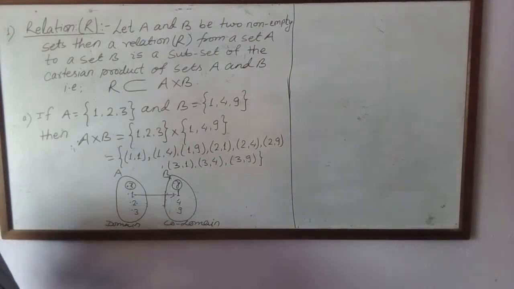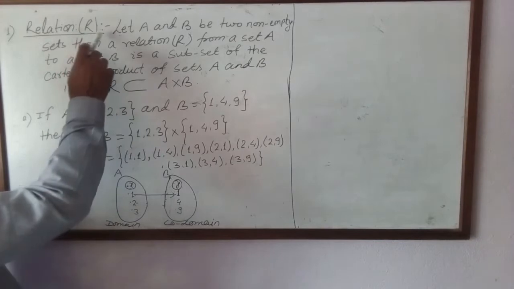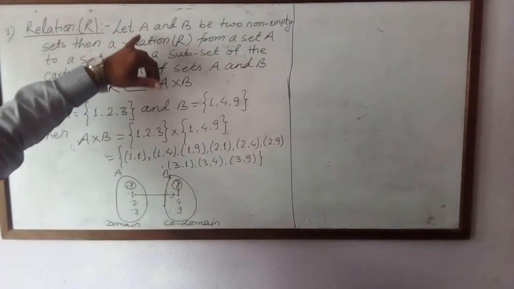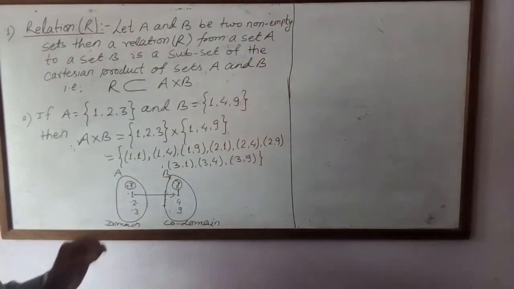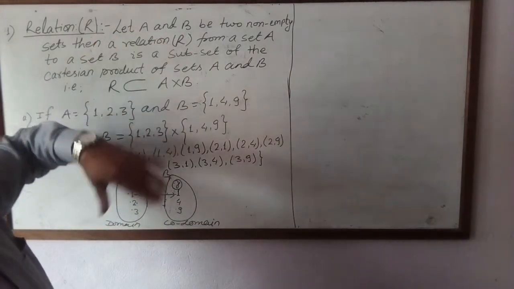Today's chapter is relation. Now I am going to explain relation. What is relation? A relation between two sets A and B is a special type of subset of the Cartesian product.